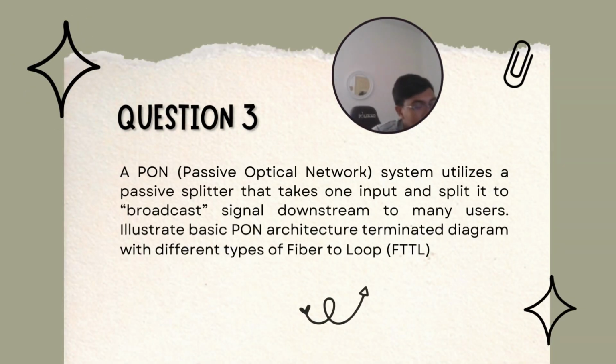Okay, for the problem-based task, question 3: a passive optical network system utilizes a passive splitter that takes one input and splits it to broadcast signal downstream to many users. Illustrate the basic PON architecture, with a terminated diagram with different types of fiber loop.